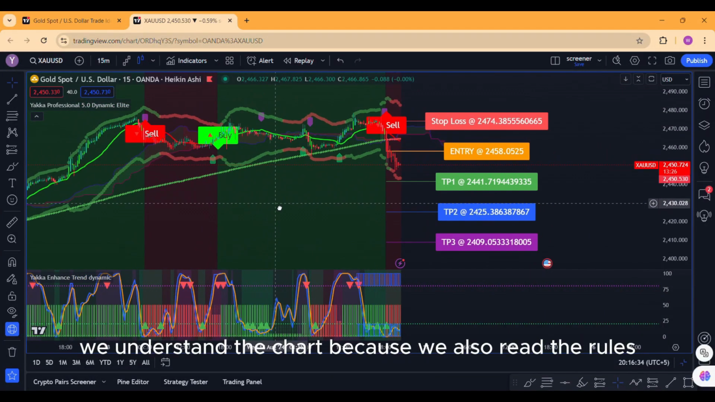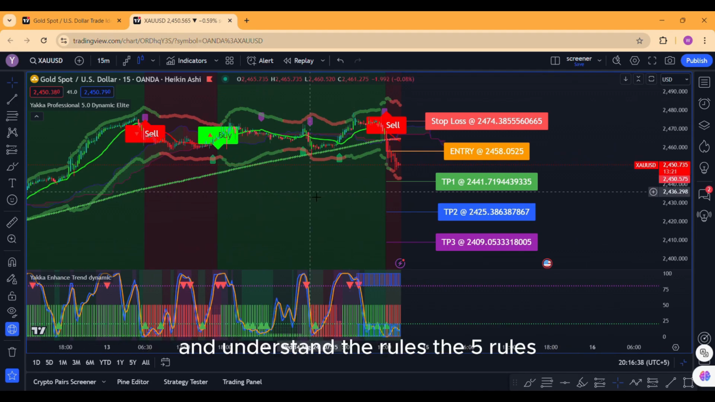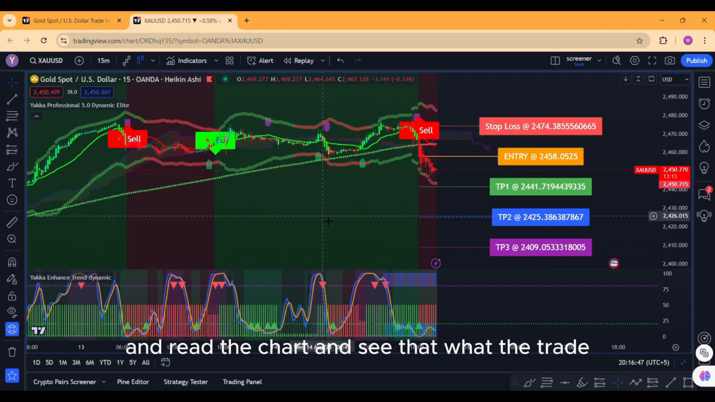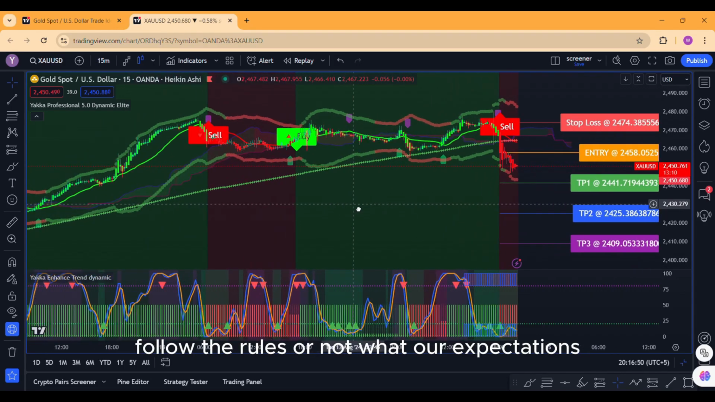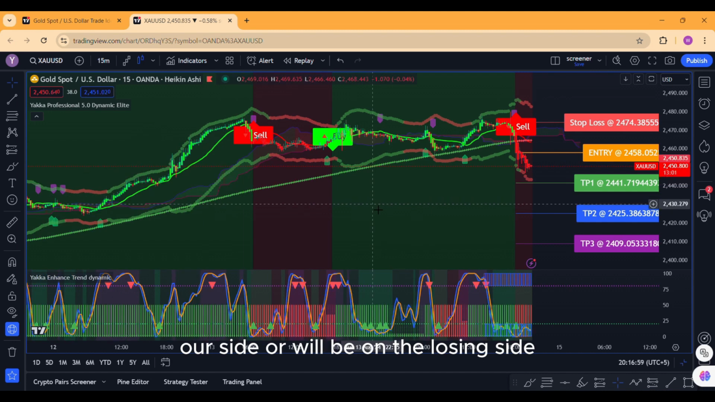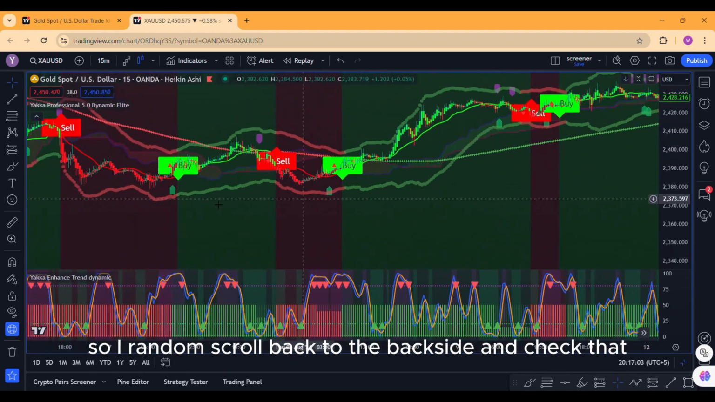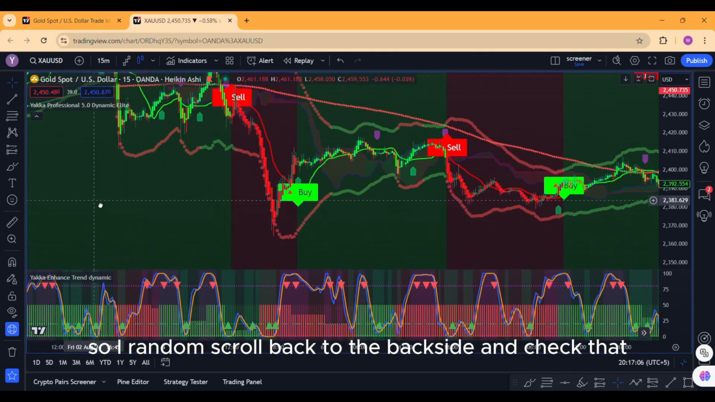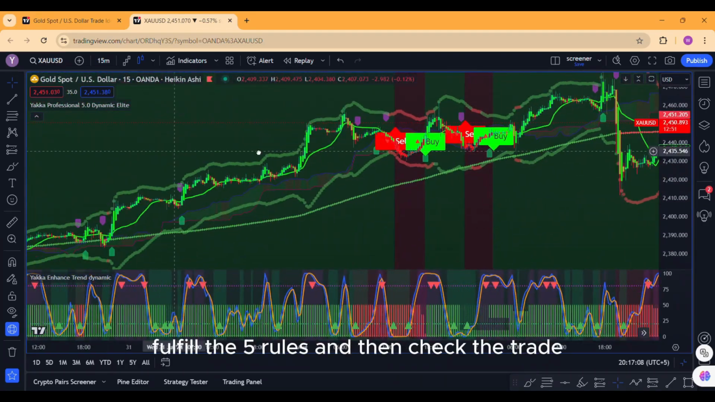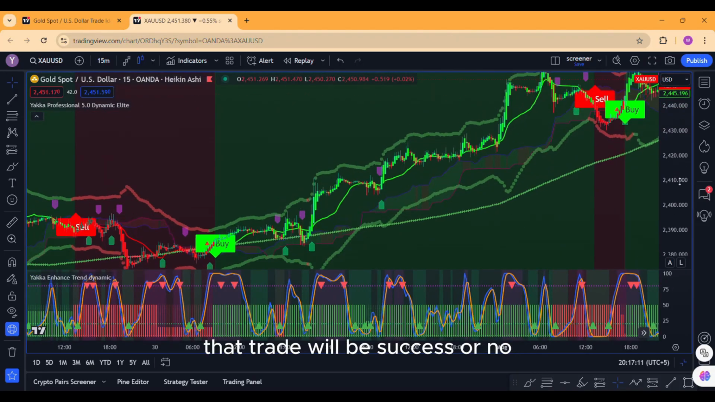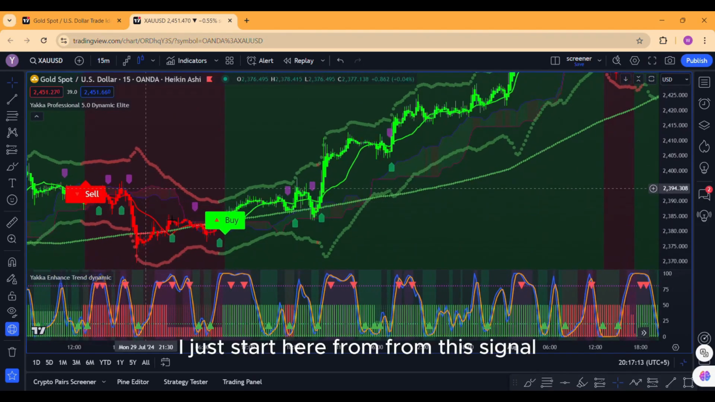Now we will understand the chart because we have also read and understood the 5 rules. Then, apply these rules on the chart and read the chart and see whether the trade follows the rules or not, what our expectations are, whether the trade will be on our side or on the losing side after implementing the rules. So, I will randomly scroll back and check that it fulfills the 5 rules and then check whether the trade will be a success or not. I'll just start here from this signal.